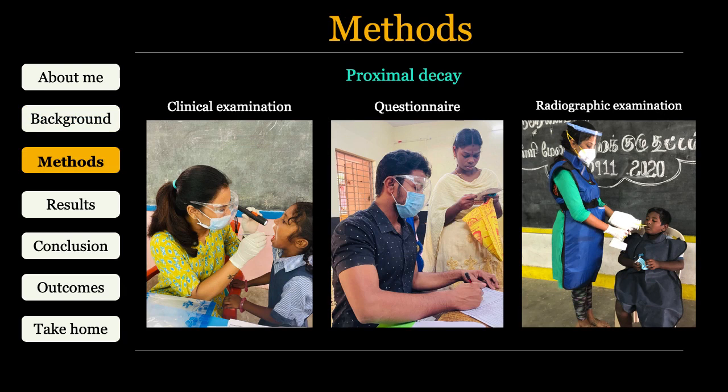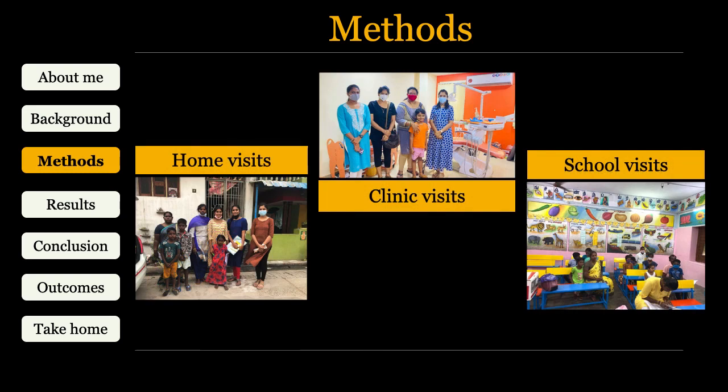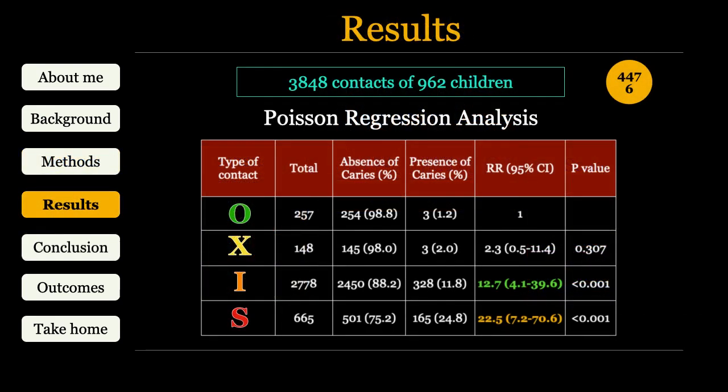So we evaluated proximal decay as the outcome, and for that we performed a clinical examination at the schools and a questionnaire collection, because we know that dental caries has other confounders like oral hygiene and diet. And if there was a doubt with the presence of caries, we also performed a radiographic examination at the school premises itself. We all know that COVID hit us hard, so we had to tweak the methodology by also including home visits, clinic visits, and school visits. At the end of 36 months, we had 3,848 contacts of 962 children. If you remember, we started at 4,476.